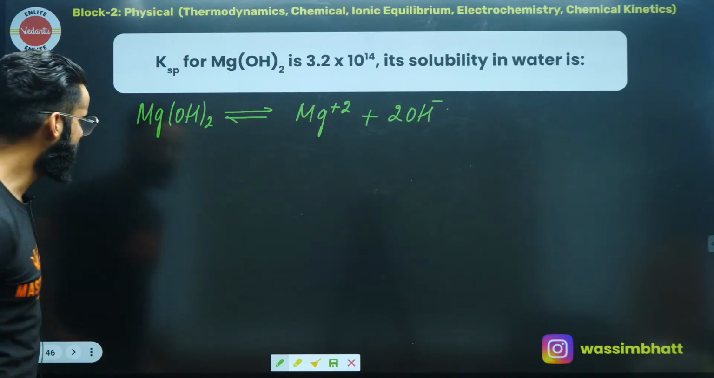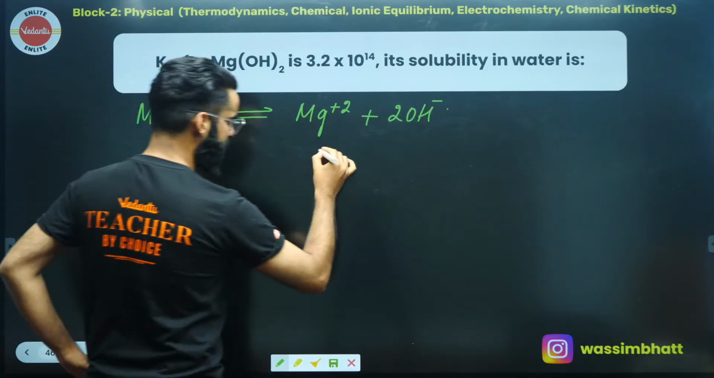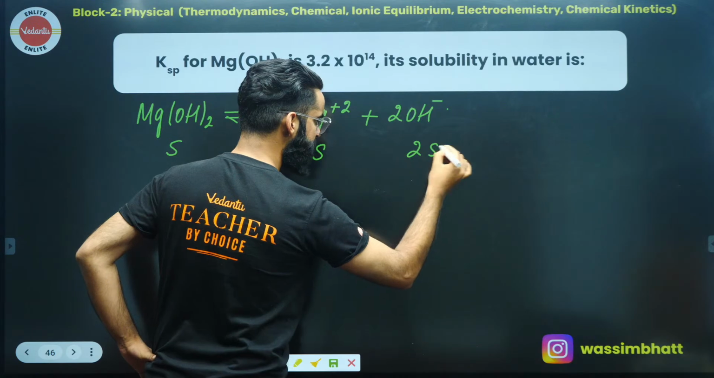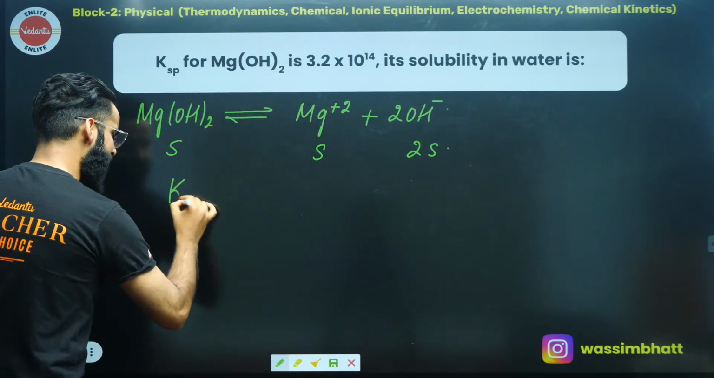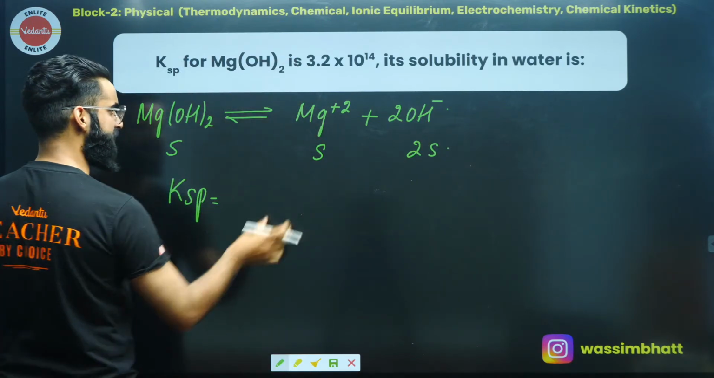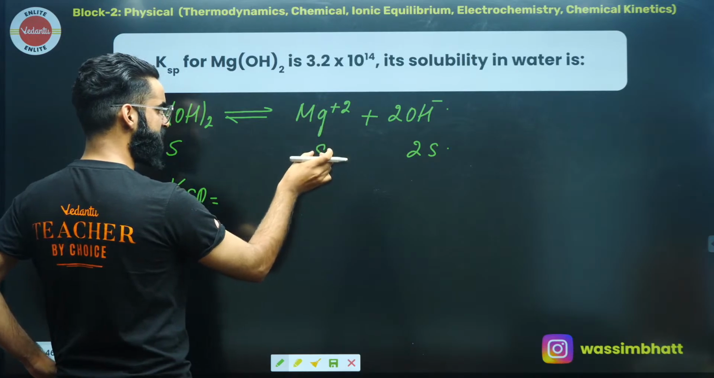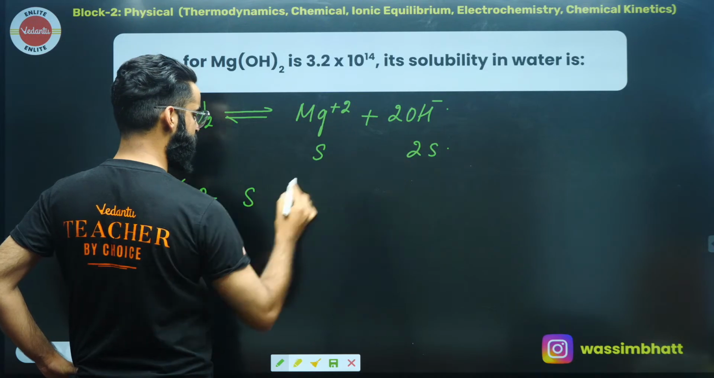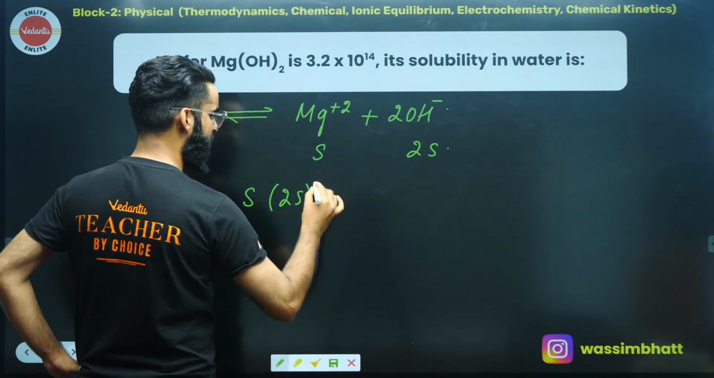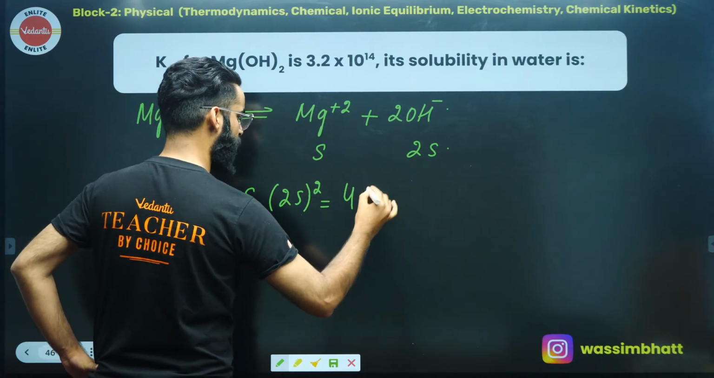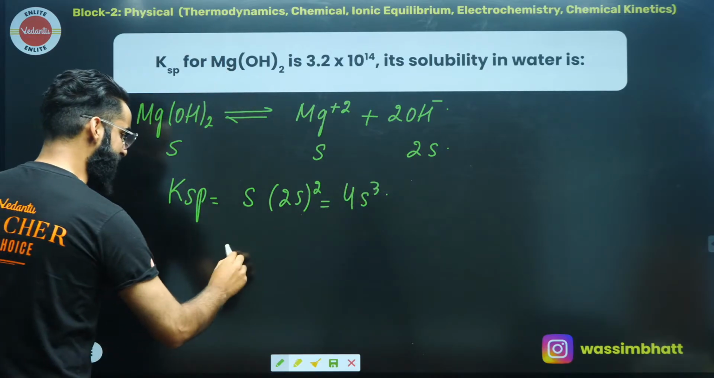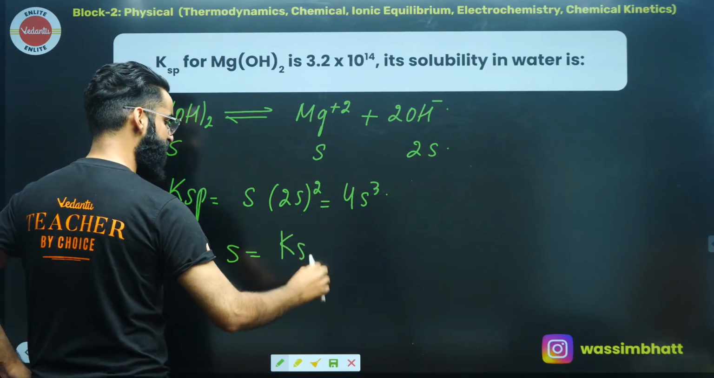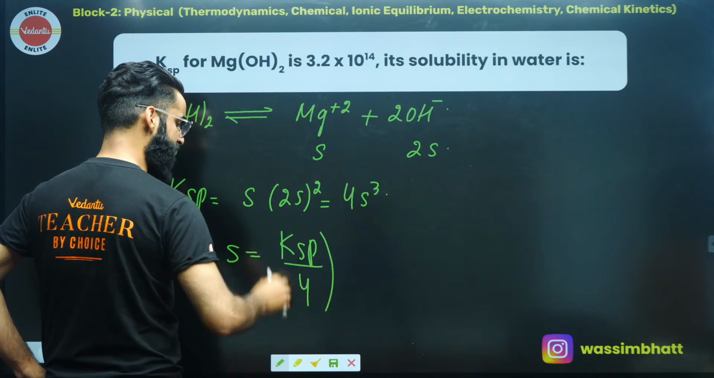Now people, let's assume its solubility is S. This is going to be S. This is going to be 2 times S, right? I just need to write the expression for KSP. It is going to be concentration of Mg2+ raised by stoichiometric coefficient, so S raised to 1. Concentration of OH negative, that's 2S, raised by stoichiometric coefficient, that's 2. So it comes out to be 4S cubed, right? So I can say S is going to be KSP divided by 4, whole raised to the power 1/3.